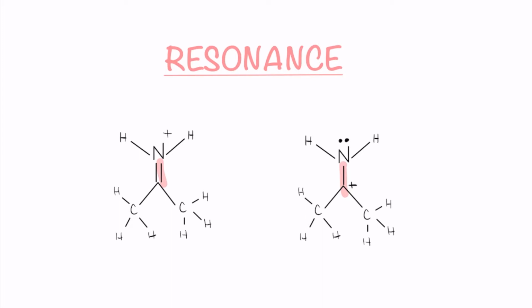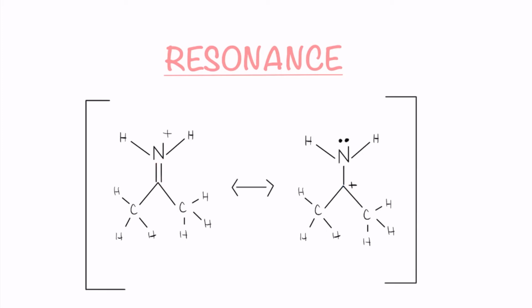To indicate that these are resonance structures of the same compound, we put a double-headed arrow in between them and brackets to surround them, like this.